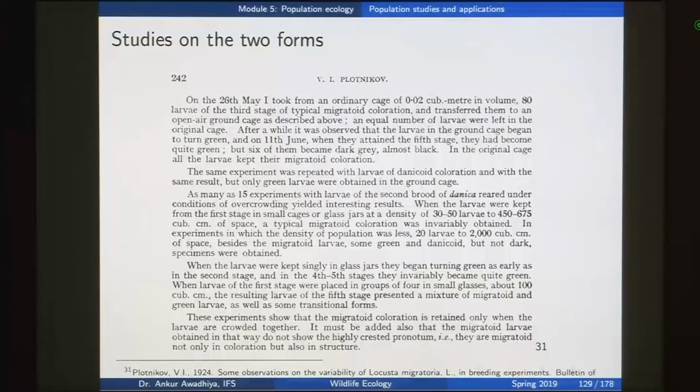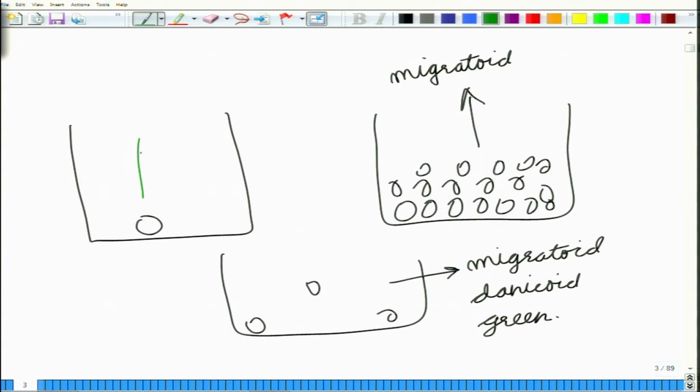So, this was the experiment and he showed that both of these are the same species. Now, when the larvae were kept singly in glass jars, they began turning green as early as in the second stage, and in the 4th to 5th stages they invariably became quite green. When larvae in the first stage were placed in groups of 4 in small glasses, about 100 cubic centimeter, the resulting larvae of the 5th stage presented a mixture of migratoid and green larvae as well as some transitional forms. So, not only do you have these two varieties, here you get a third one. If you keep these larvae singly, you only get the green larvae.